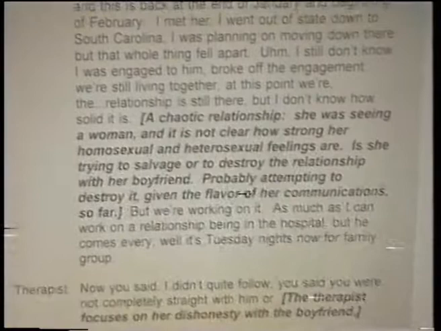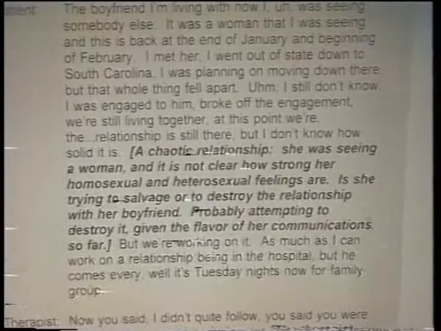See right here, the whole thing fell apart. I don't know why. Now Kernberg says, and he's kind of honestly confused.